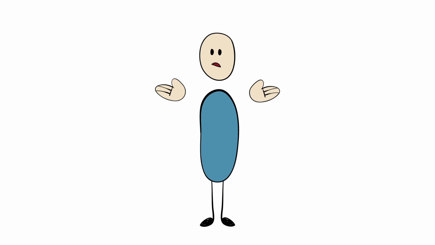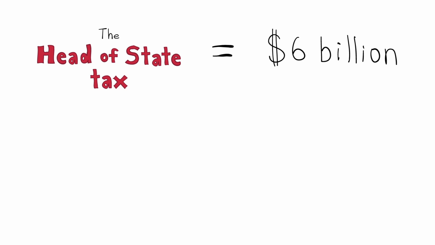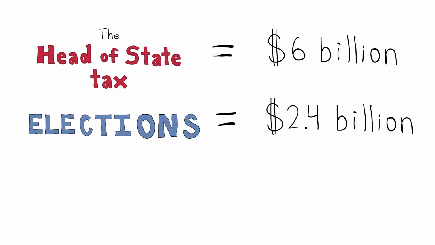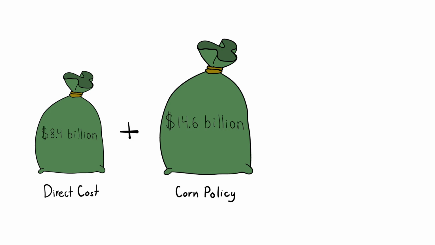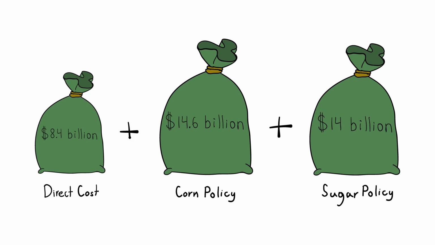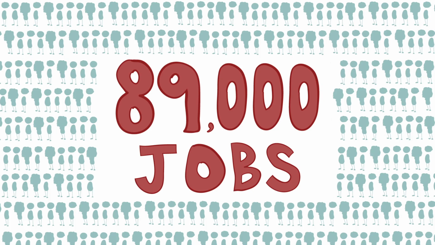So what's the final tally for the cost of a president for one term? Well, the head of state tax is around $6 billion, and elections cost around $2.4 billion. But after that, it's hard to say. How much do we include of the $14.6 billion in corn subsidies, or the $14 billion extra we spend on sugar every 4 years, and the 89,000 food manufacturing jobs lost due to irresponsible sugar policy?